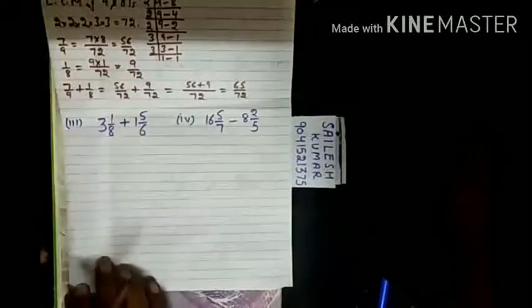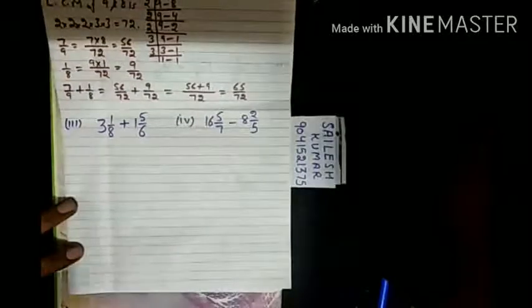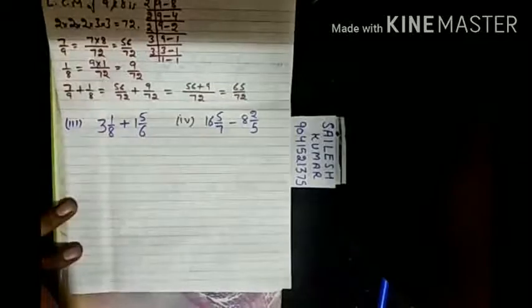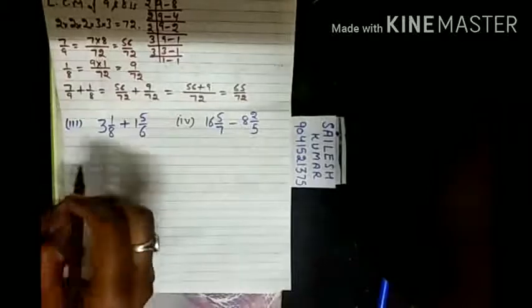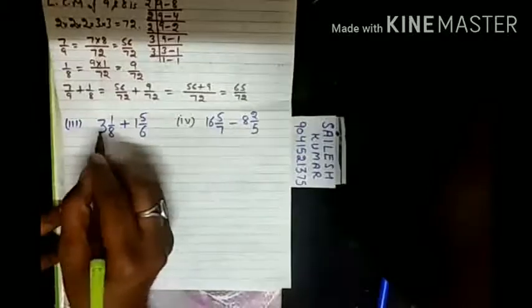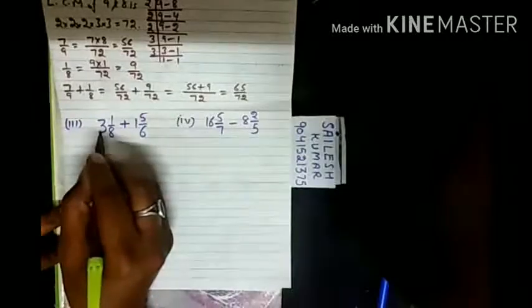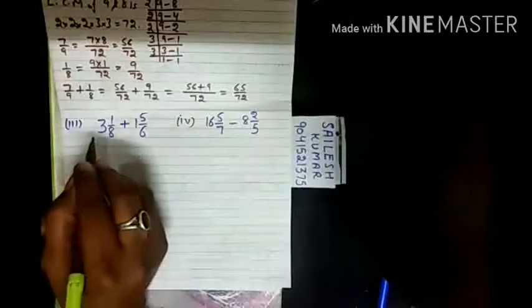Now in the third part there is a mixed fraction. First of all we will change this mixed fraction. We will convert this mixed fraction into an improper fraction. What is the way to do this? We will multiply 8 with 3. 8 multiply 3, 24. 24 plus 1, 25.